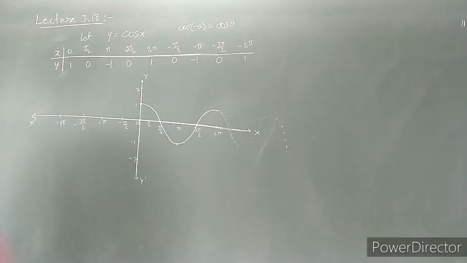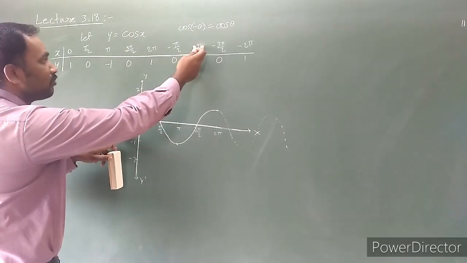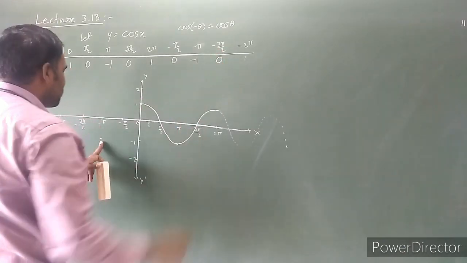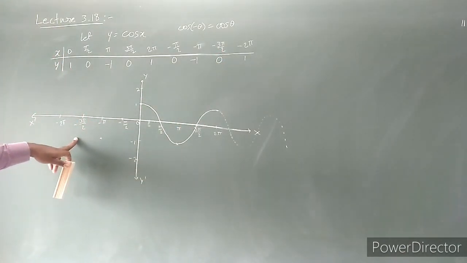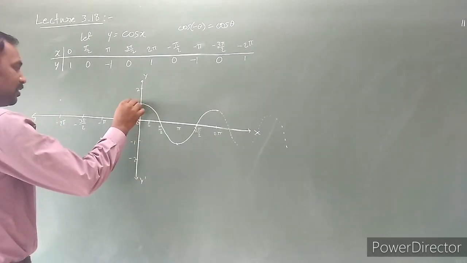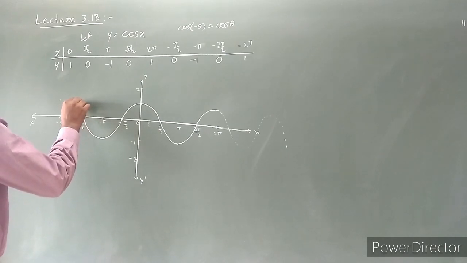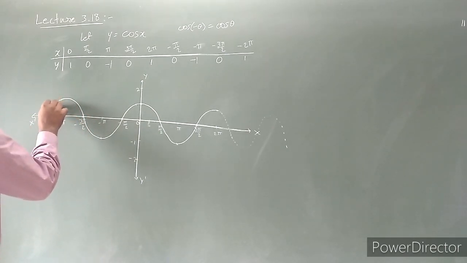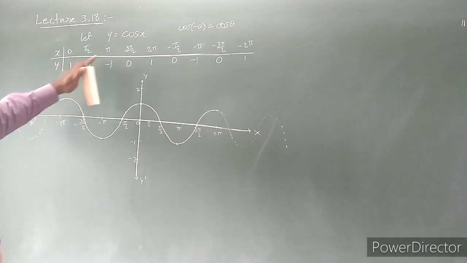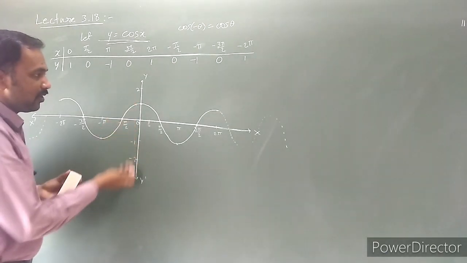Similarly, on this side: minus pi by 2 comma 0, a point on the negative x axis; minus pi comma minus 1; minus 3 pi by 2 comma 0, on the x axis; minus 2 pi comma plus 1. These points are joined by a curve, not a straight line, because there are so many values in between. Here also you can extend up to infinity. So this is the graph of the cosine function, cos of x. Here you can observe the maximum value and the minimum value.